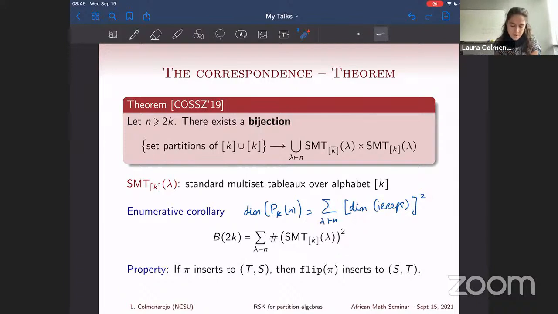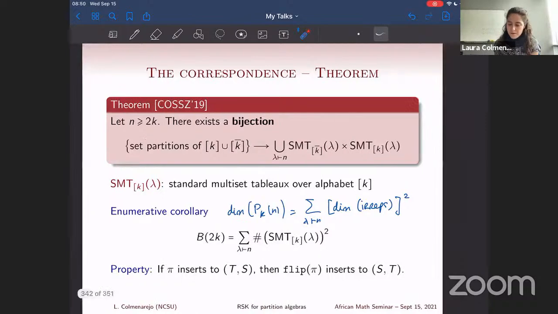And then if you know a little bit more about RSK, there is a very nice property. If you switch the order of the rows, like you flip them, that usually corresponds to flipping the P and the Q, the two tableaux, and that also happens in this case. But that was more like a note on the side. Okay.